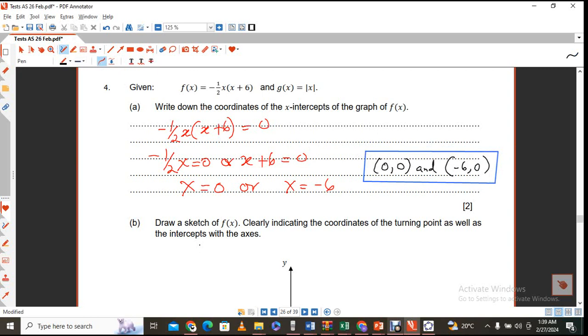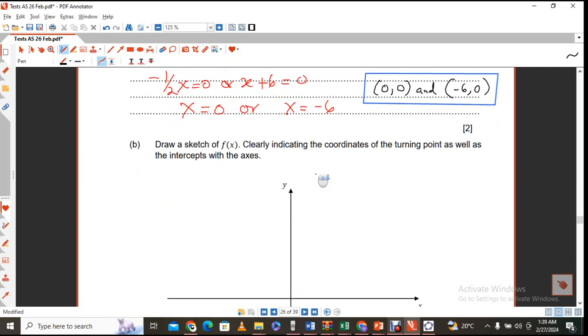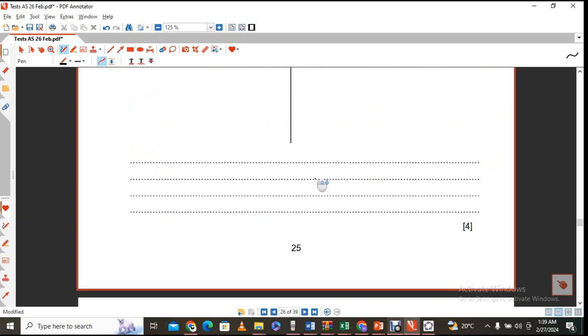Okay, the second part, now they want you to sketch the graph of minus a half of x. Now we know where the graph cuts the x-axis. It will cut the x-axis at 0 and -6. We are also supposed to find the turning point of the graph. So if you were to find a turning point, and I will do it here, we know the y-intercept is equal to 0. The graph of f of x equals negative a half of x times (x plus 6). So the y-intercept is at 0, so it will be at the origin.